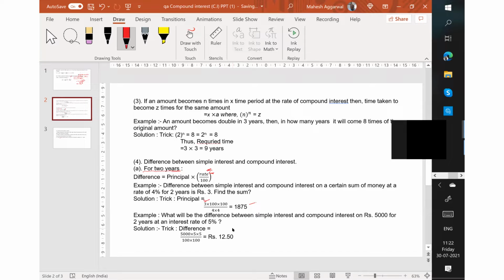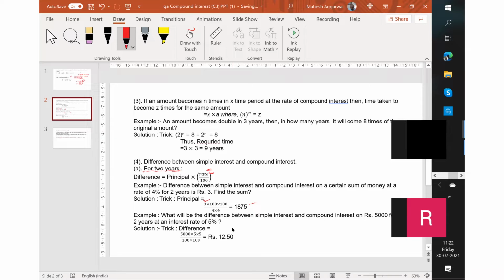And last, it is a simple common understanding. Simple interest and compound interest are the same for 1 year. For 1 year, the amount will be P times (1 plus R by 100) raised to power 1, and you will get the same answer as you get for simple interest. So 1 year's interest, simple and compound, is exactly the same. Okay, now we come to the exercise.